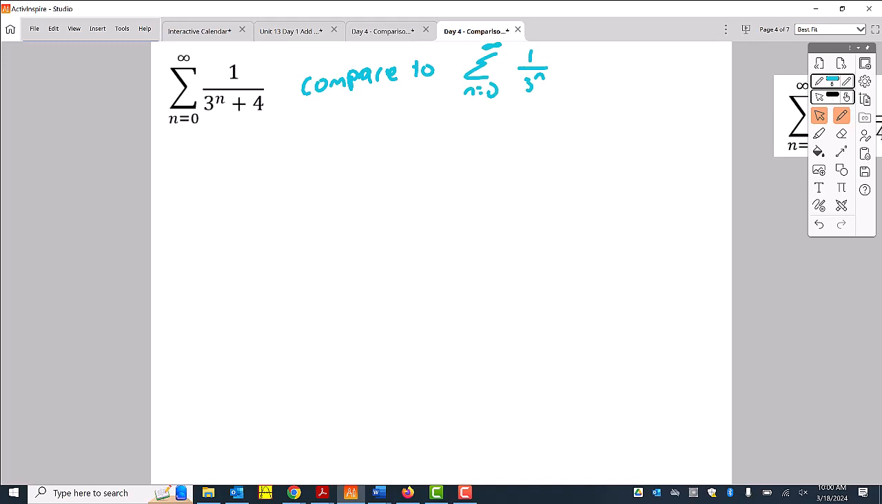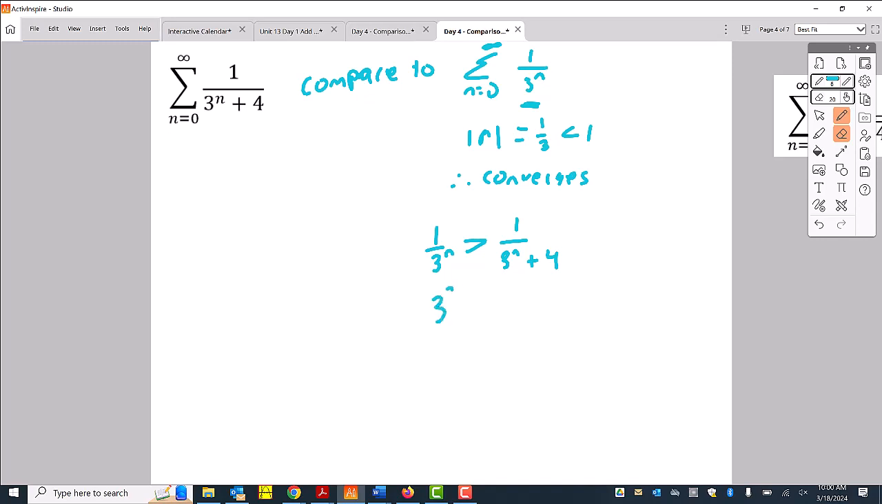Now this we know the convergence of. This is a geometric series. Absolute value of r is equal to 1/3, which is less than 1. We know that this converges. And so the test says that if the bigger one converges, then the smaller one also converges. So if 1 over 3 to the n is bigger than 1 over 3 to the n plus 4, since the bigger one converges, the smaller one would also have to converge. So let's check.